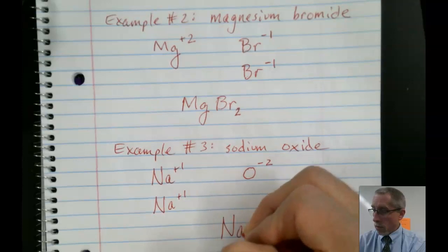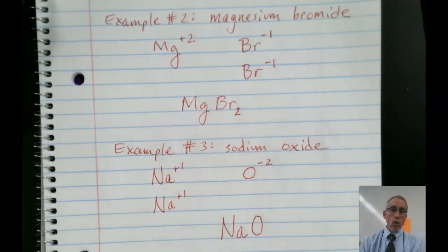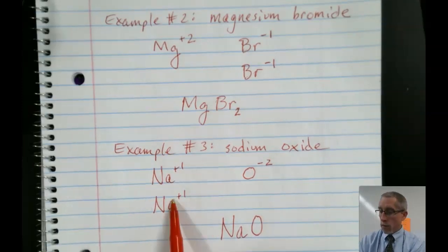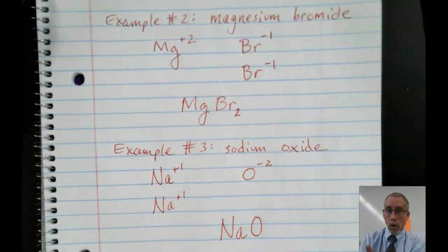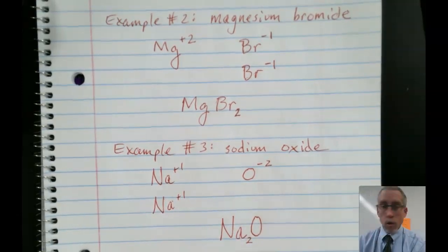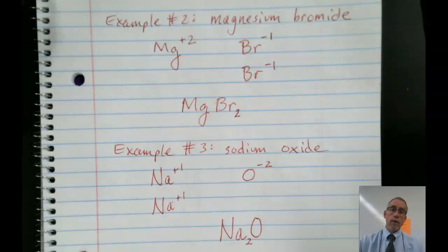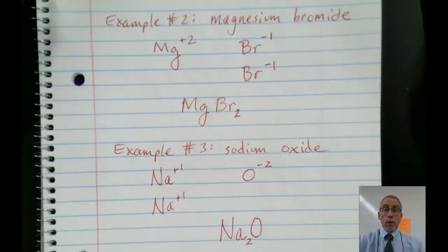We write the metal symbol first, Na, and then the nonmetal, O, and then we count how many of each one we have. We have 2 of these and 1 of these, and we never write 1s in, but we will write 2 in after the sodium. So we're showing we need 2 of these Nas in order to bond with 1 of the O's. Okay? All right, I'm going to do the hardest example next. Okay?